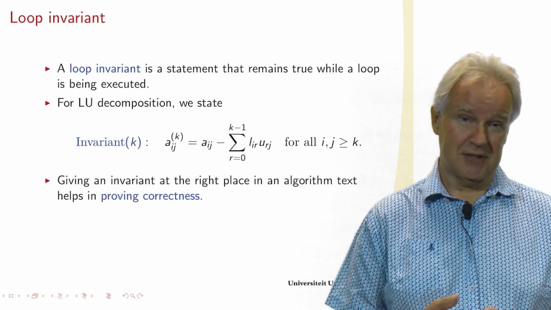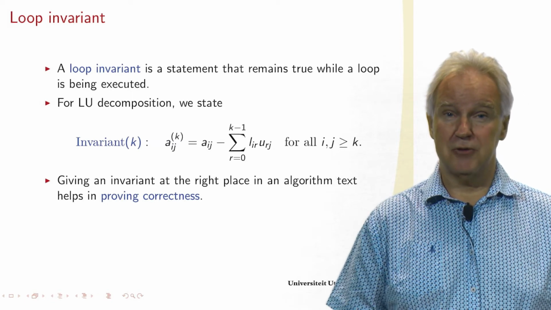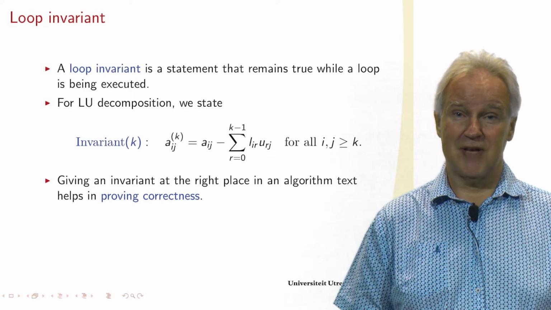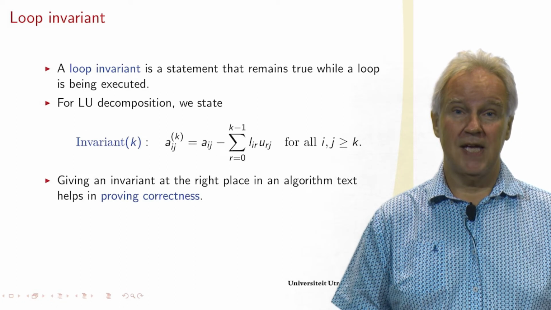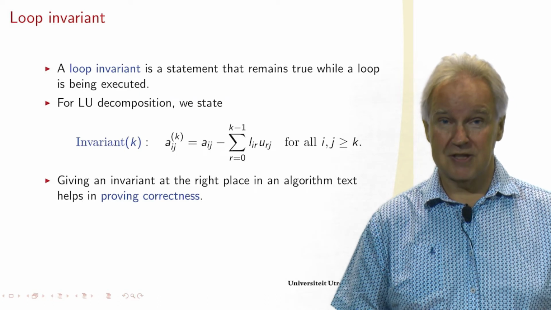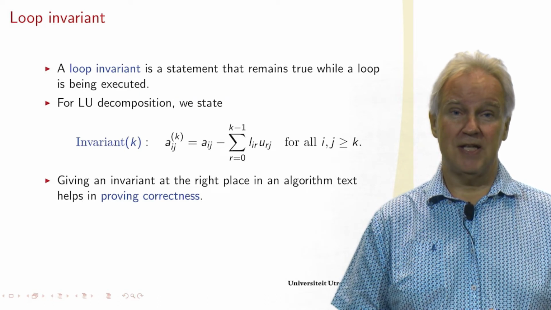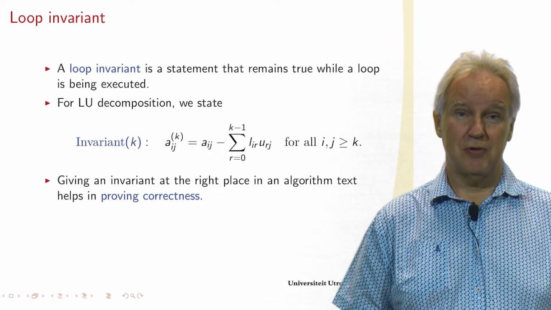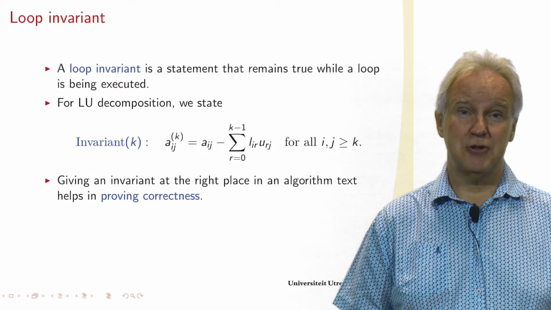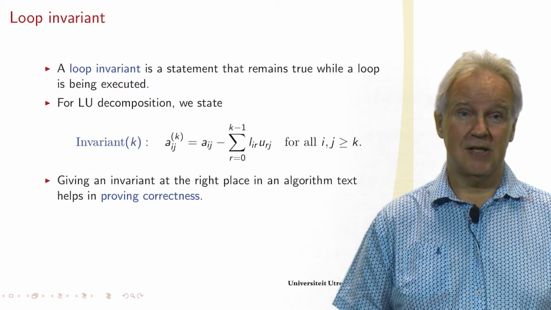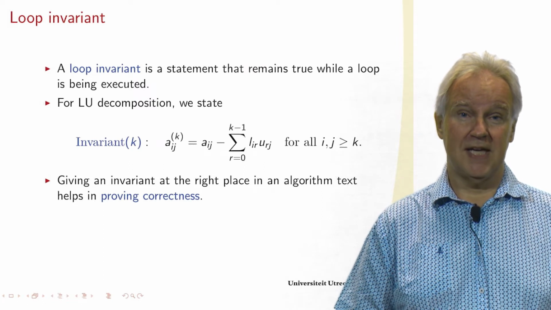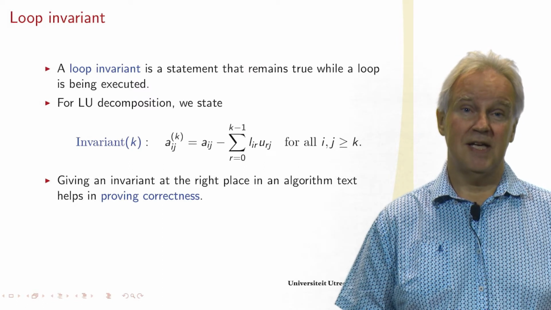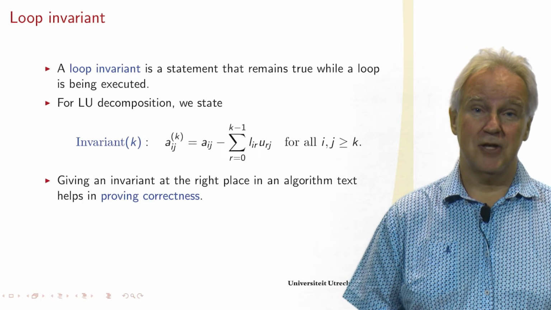And the invariant that we propose for LU decomposition is that the value of element aij at stage k equals the original element aij minus the sum from r equals 0 to k minus 1 of lir urj. So this is a sum, and if we increase k, then the sum gets an extra term.